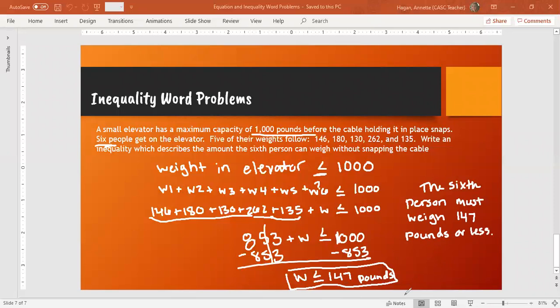Okay? So that is the basis of what we need to know with our word problems. I went over the major types: consecutive integers, consecutive even and odd integers, all three types of uniform motion, and two different types of inequality word problems. All of these are good to go over and review.